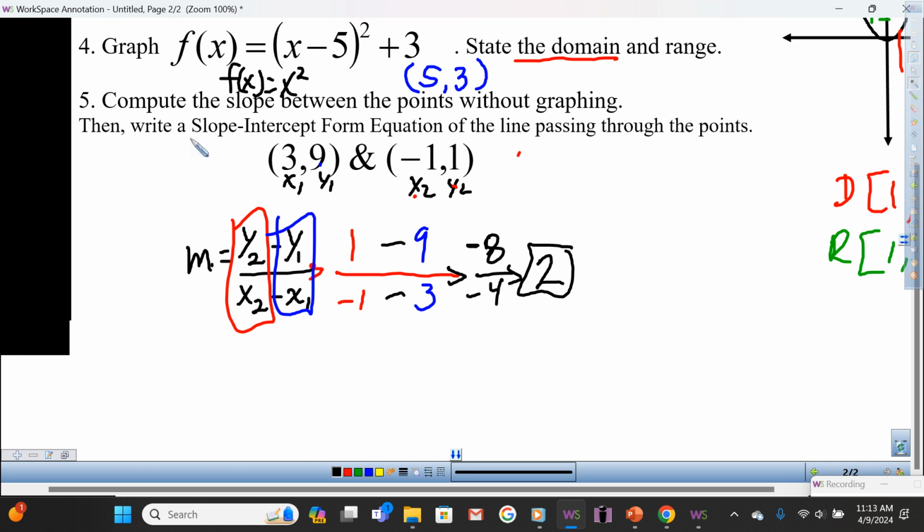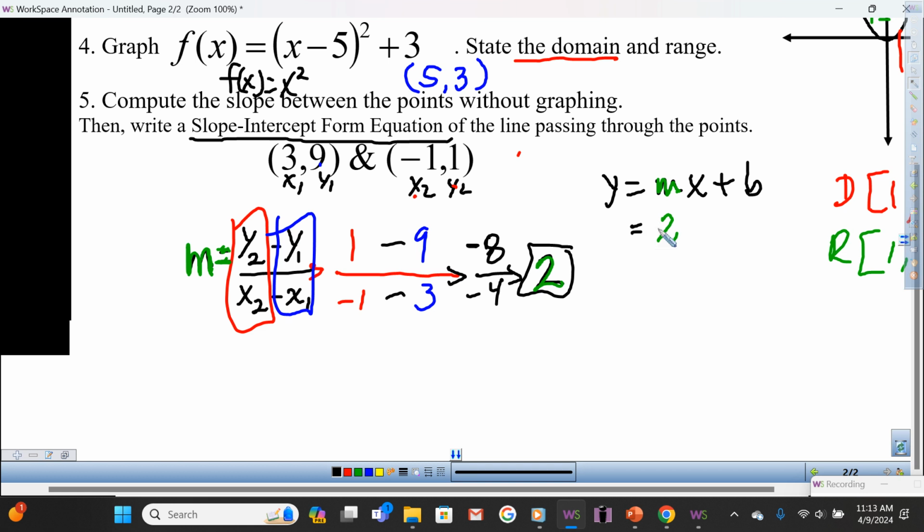However, they want us to write a slope-intercept form equation. Remind your neighbor what that looks like. Tell your neighbor the slope-intercept form. All right, good. Write it down. Y equals mx plus b. This is slope-intercept form. So I'm going to change this m right here to green. And that is what? 2. Therefore, now that I have my form, look up. Here instead of m, what am I going to substitute? I'm going to substitute 2.